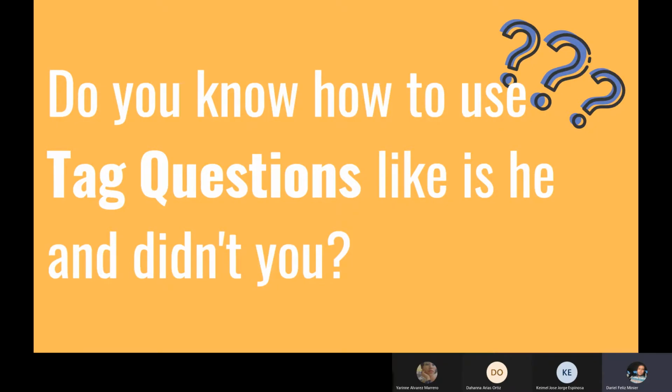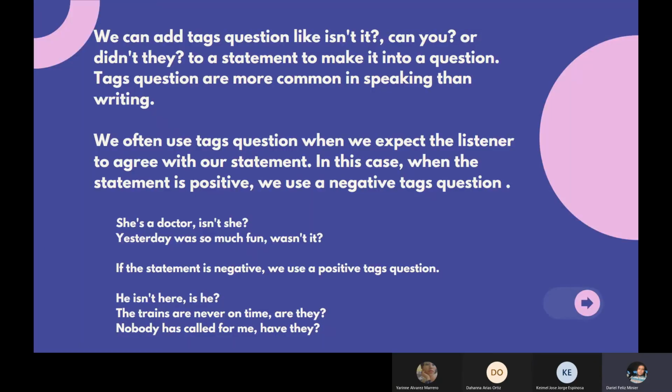The tag question. Well, we can add a tag question like "isn't it," "can you," or "didn't they" to a statement to make it into a question. Tag questions are more common in speaking than writing, and we often use them when we expect the listener to agree with our statement. In this case, when the statement is positive, we use a negative tag question.